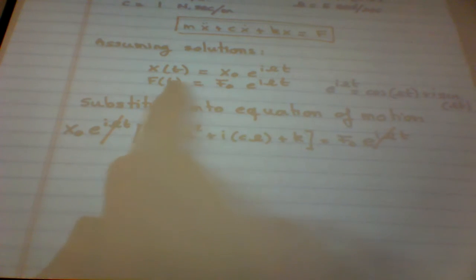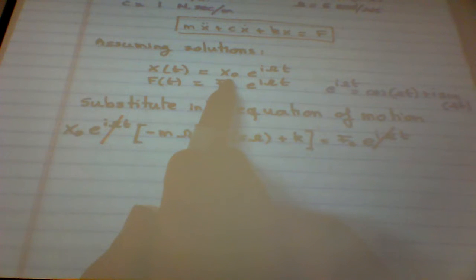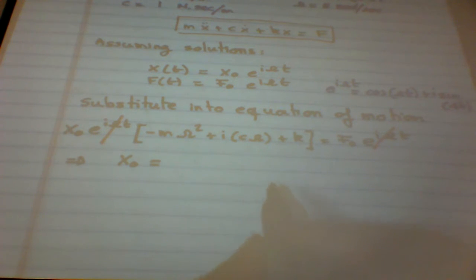And now what do we need to solve for over here to find the final solution? Solve for x naught. Well, x naught, and we see over here, x naught would be equal then to what? To F naught over everything in the brackets. F naught divided by the minus m omega squared plus i c omega plus k. Okay, and this is correct. You can leave that under this form.